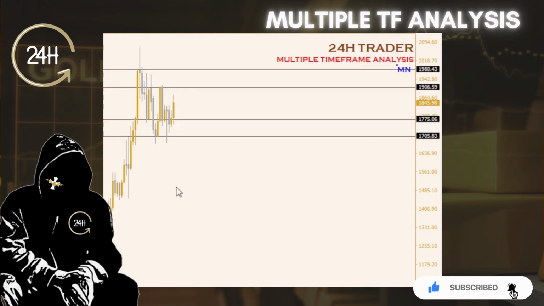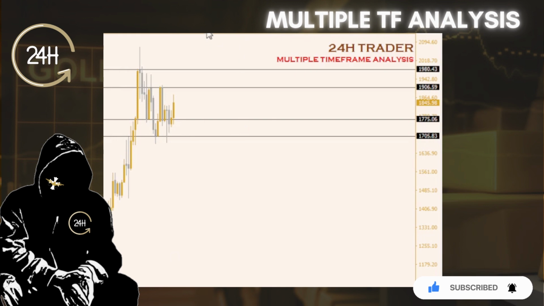So these are my support and resistance area. The market is currently right here, so it's still within these black lines. It's still within this support resistance area. But from this analysis, the market is starting to create a bearish trend line. So lower low and lower high. So that is from the monthly time frame.